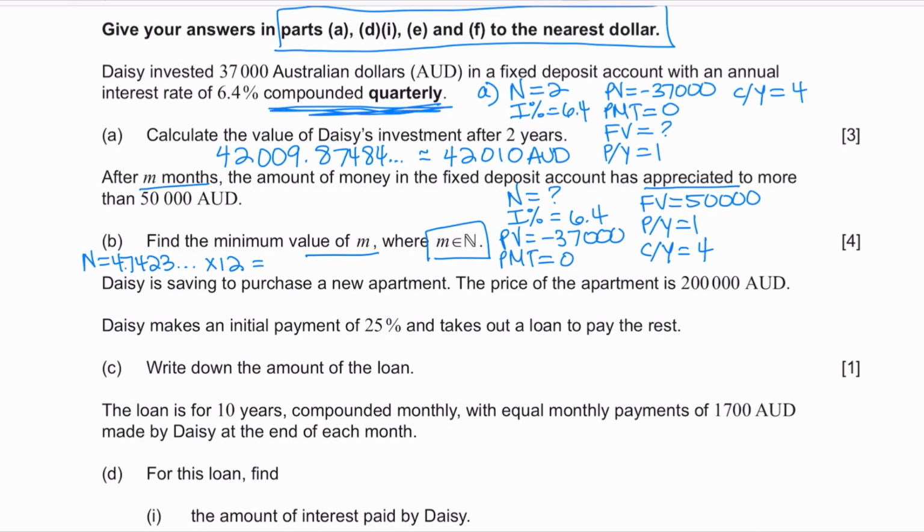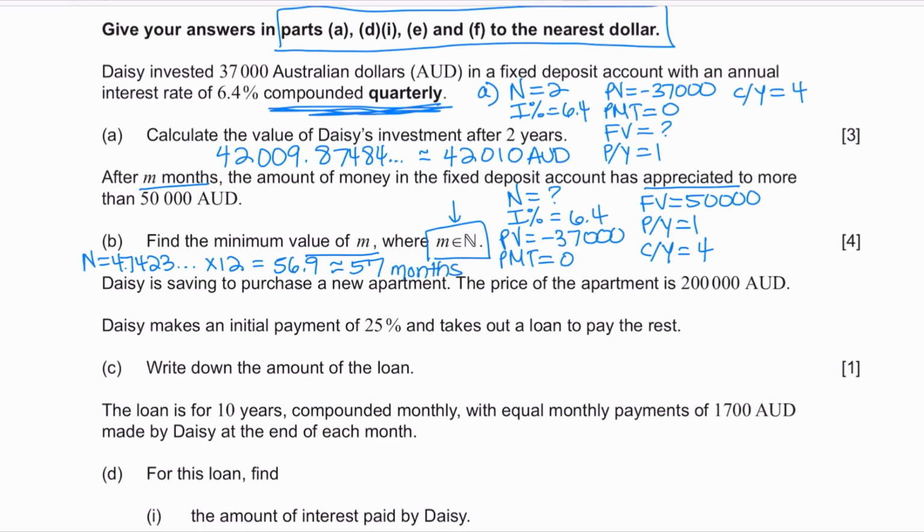So if you take your calculator, and now we're going to go ahead and multiply 4.7423 times 12, we're going to get 56.9. And depending on how much of that number you use, you might get, if you only use 4.74 times 12, you'll get 56.88. I did 4.7423 to try to avoid round off error. I got 56.9. And so this, remember, is supposed to be a whole number. So the answer is going to be 57 months.